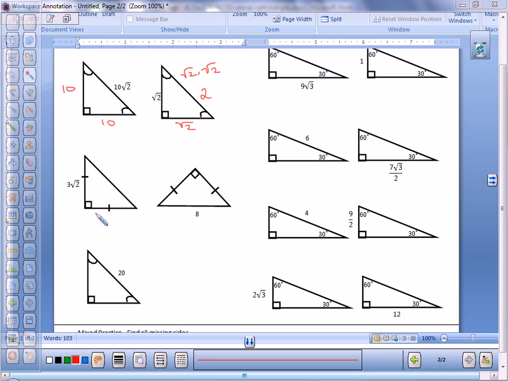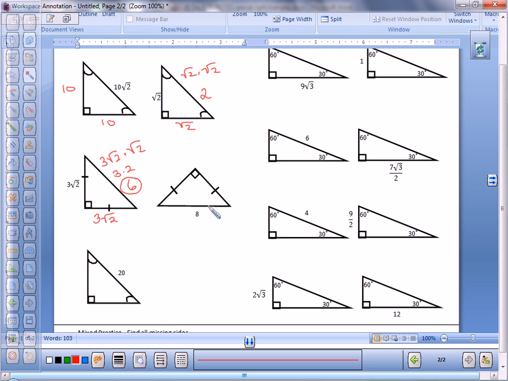All right, this one's got different markings. Is it a different new triangle? No. It's still isosceles right. Okay, so if this leg is 3 root 2, what is this leg? 3 root 2. And so I multiply by the square root of 2 to get the hypotenuse, which is? 6. I get 3 times 2, which is 6. Now, some of you can do that in your head. Some of you will need to write it a couple times before it makes sense.